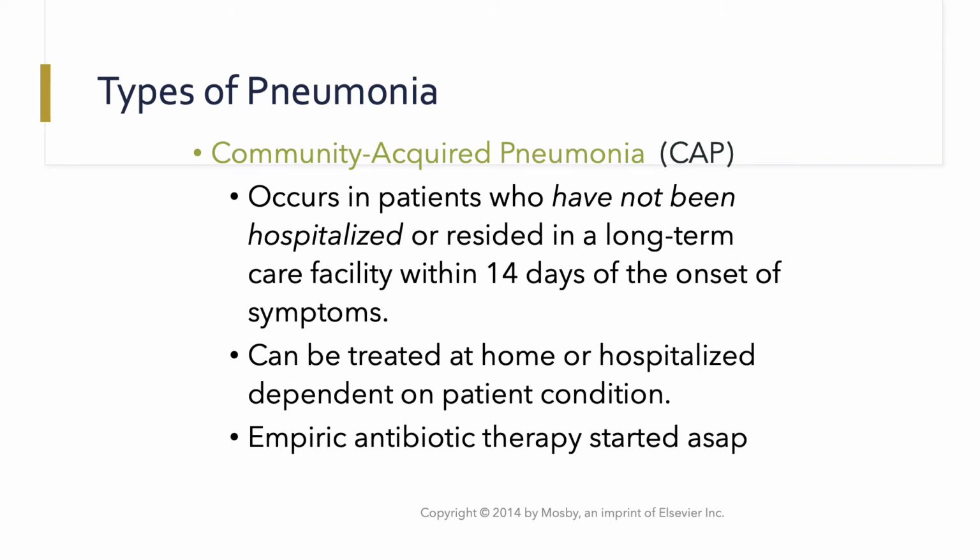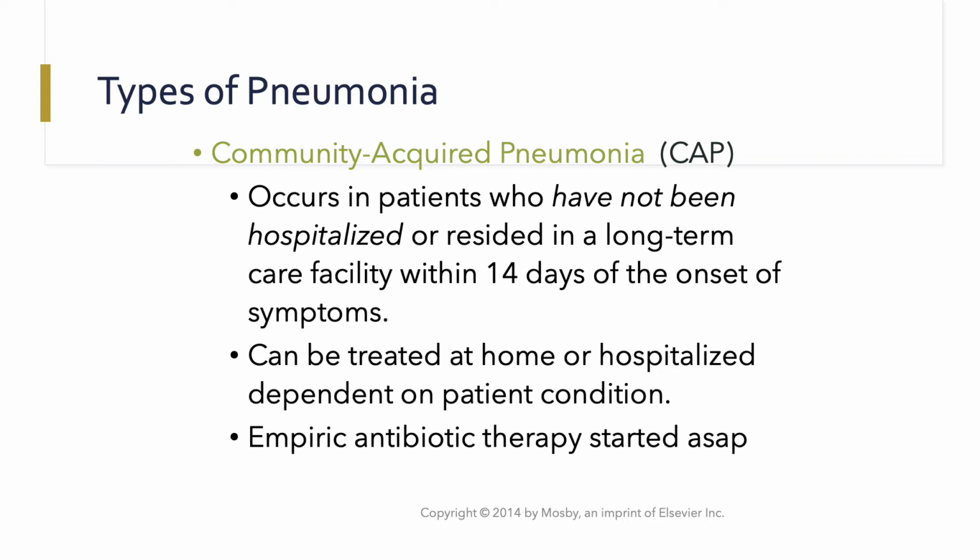So the different types of pneumonia. Community-acquired pneumonia is what you typically see when someone is out in the community and they just get run down and then they end up with pneumonia. Sometimes it's called walking pneumonia. That's one nickname for it.